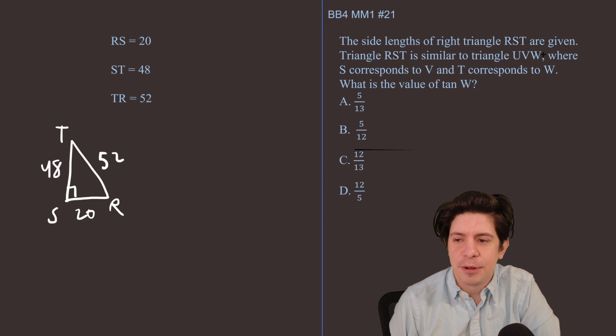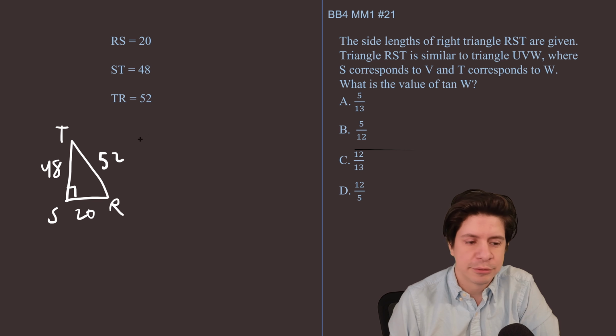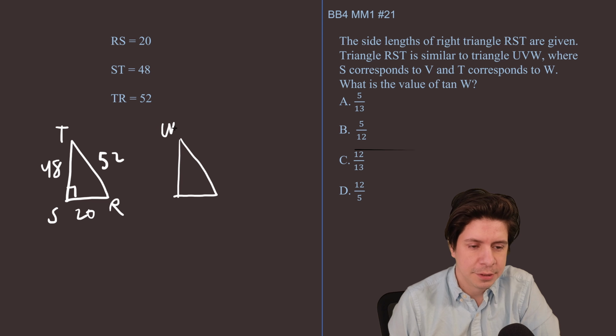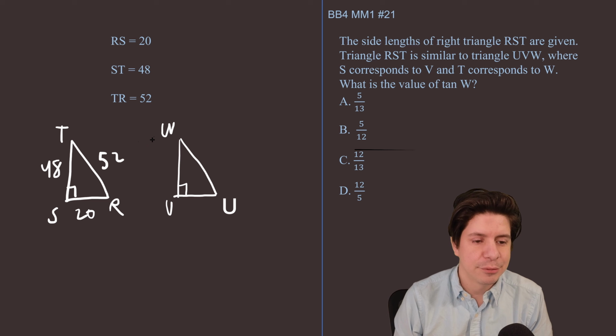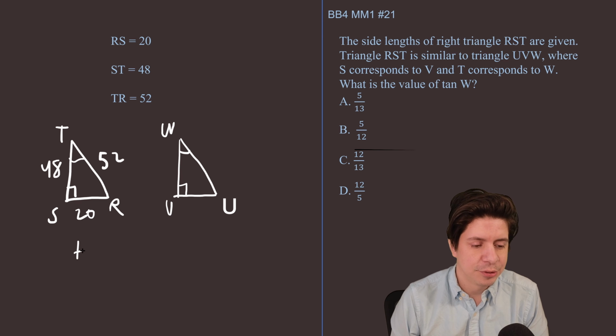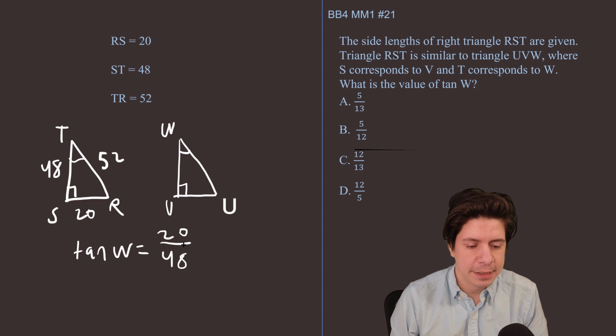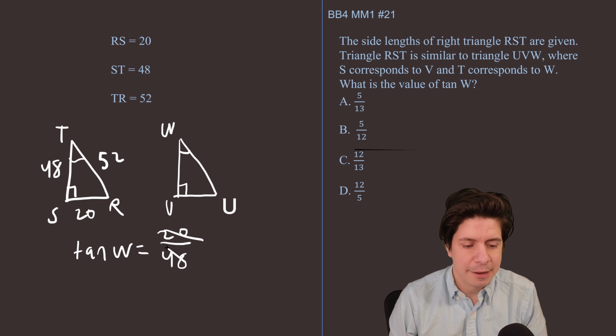And because they're corresponding, that means V goes with S, U goes with R, and W goes with T. So W up here, V, and they're going to be the same dimension. So tan W is going to be the same as tan T. Tan T is going to equal, we'll just call it tan W equals 20 over 48. We divide them both by 4 and we get 5 over 12.